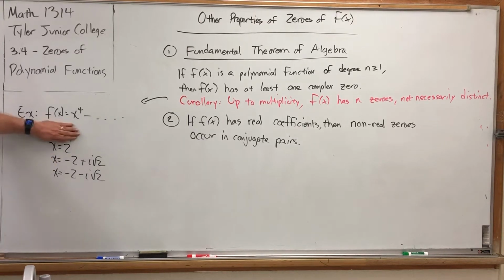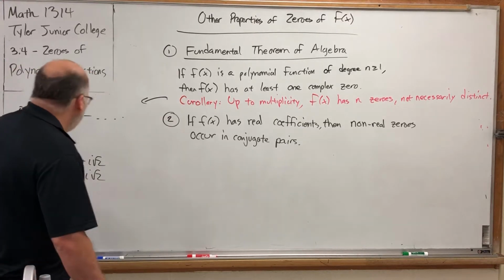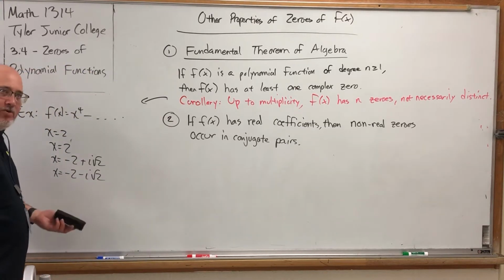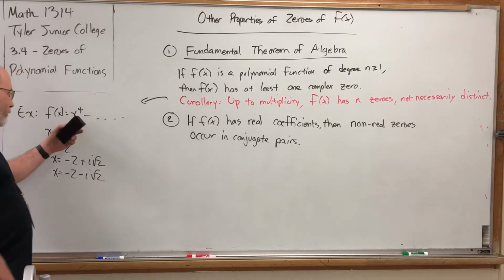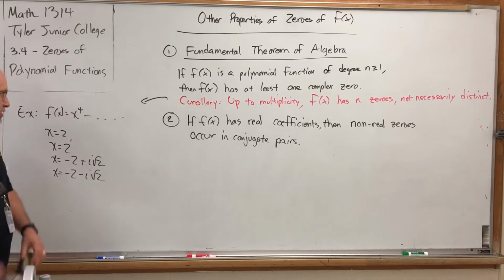And even though one of the zeros was repeated twice, if we counted according to its multiplicity, there were 4 zeros: 1, 2, 3, 4. So that's all this is saying. It's basically a cap on how many zeros you can get for a function. So if you're a 4th degree, you should expect 4 zeros. If you're a 3rd degree, you should expect 3 zeros.